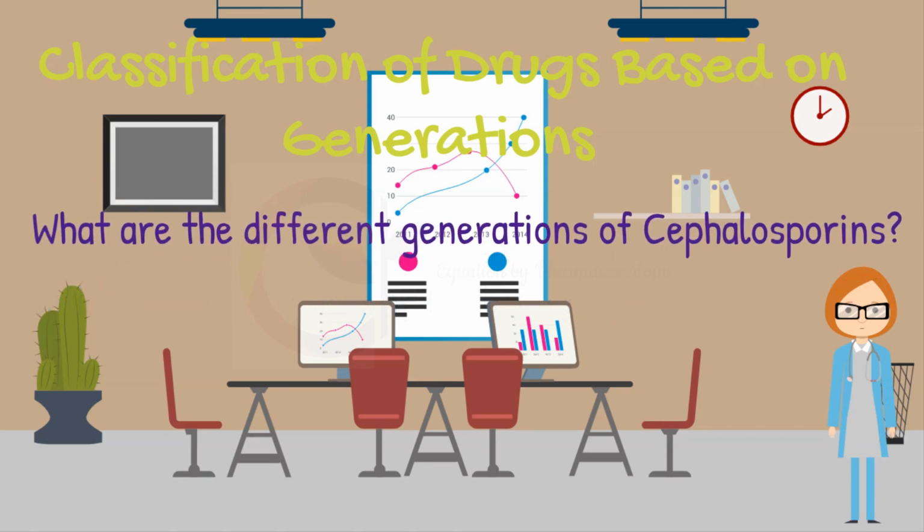What are the different generations of cephalosporins? Cephalosporins are clustered together, based on the type of bacteria that they are most effective against. There are 5 generations of cephalosporins. We will learn them, one by one.